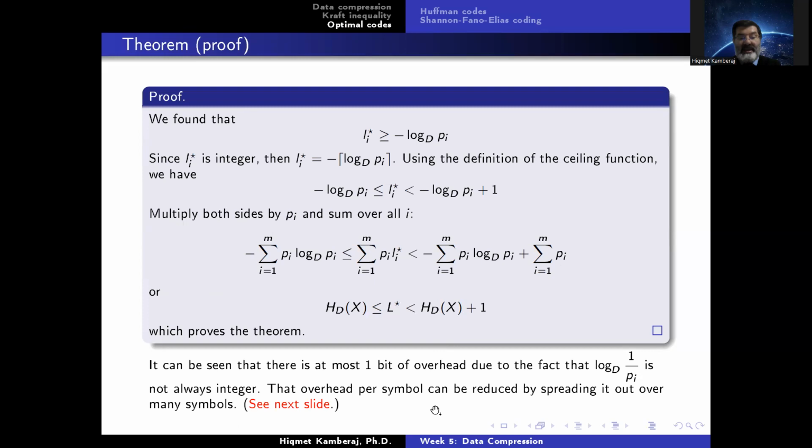It can be seen that there is at most 1 bit of overhead. This is due to the fact that log with base d of 1 over p_i is not always an integer number. That overhead per symbol can be reduced by spreading it out over many symbols, and this will be shown on the next slide.